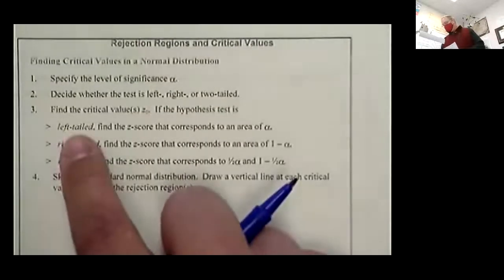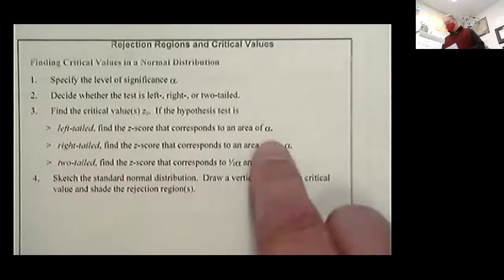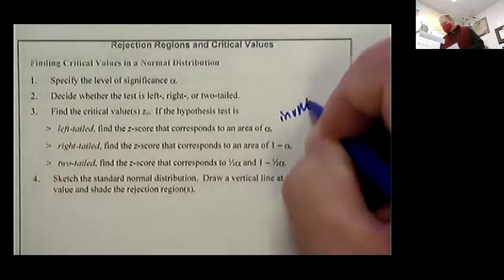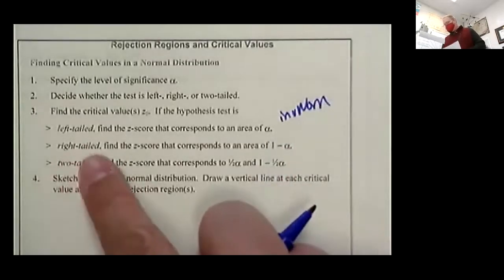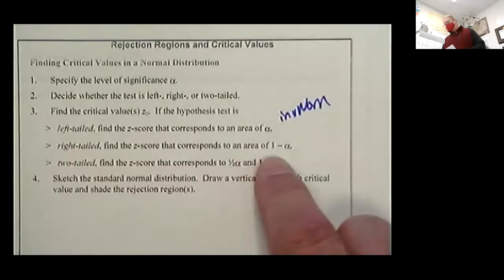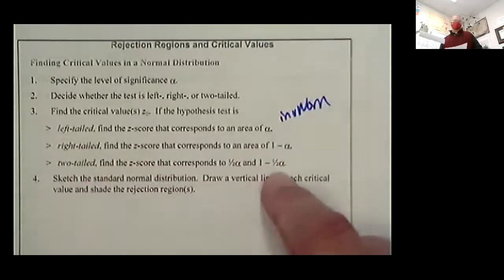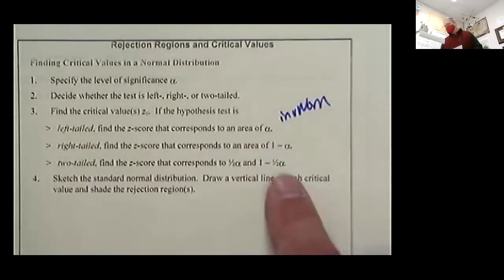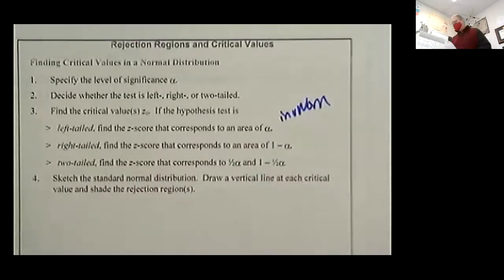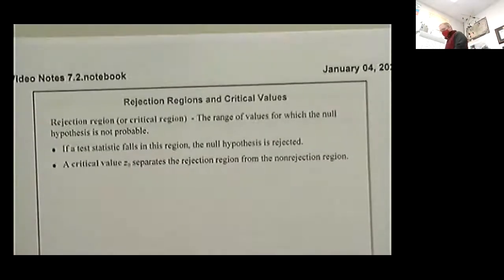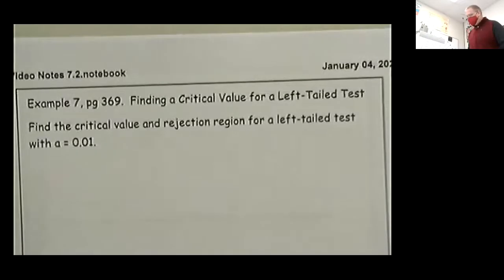If it's left-tailed, we're going to find the z-score that corresponds to an area of alpha. So for this, we're going to use inverse norm. If right-tailed, we're going to find the z-score that corresponds to an area of 1 minus alpha. If it's two-tailed, we have to use our two-tailed process for inverse norm, which was subtract it and then divide by 2 to get half. We'll sketch the normal distribution, draw a vertical line to show our z-score, and we'll see how our value compares.